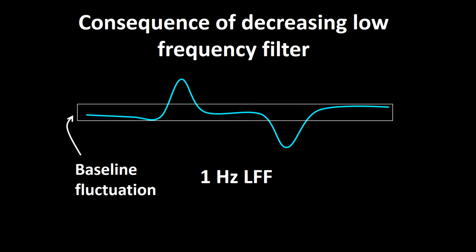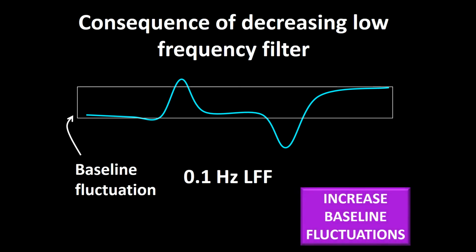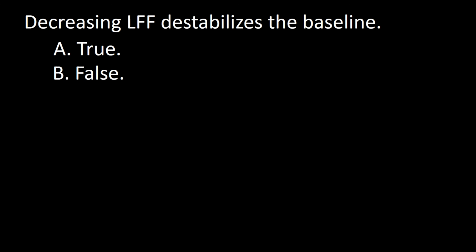In this frame, we are looking at a cartoon. Notice the white rectangle, whose height represents the extent of baseline fluctuation using a 1 Hz low frequency filter. In this new frame, you can see the effect of decreasing the low frequency filter to 0.1 Hz upon the baseline. The effect, as we previously mentioned, is to increase the baseline fluctuations. So the answer to this question is A.